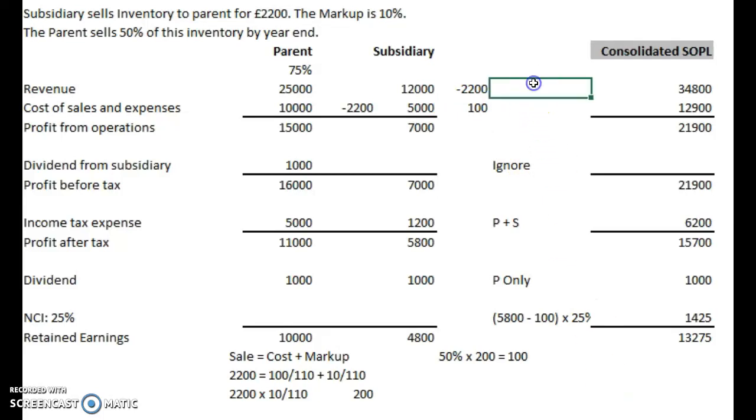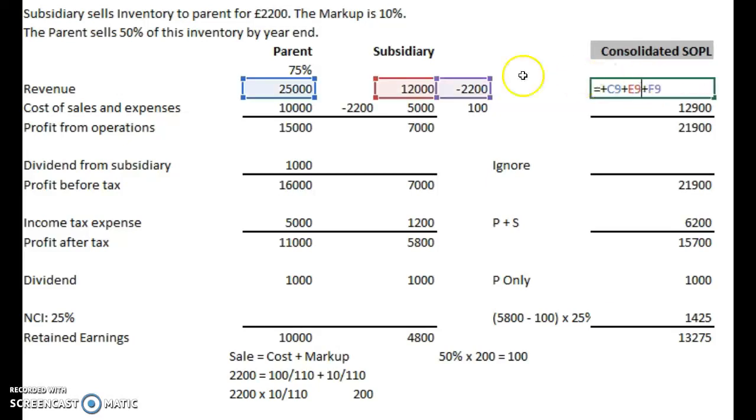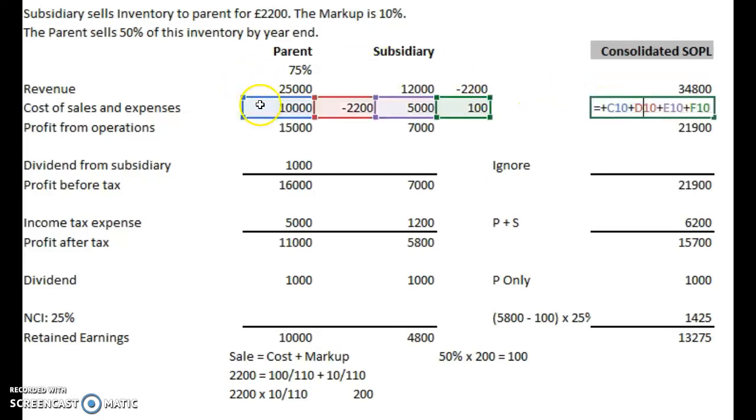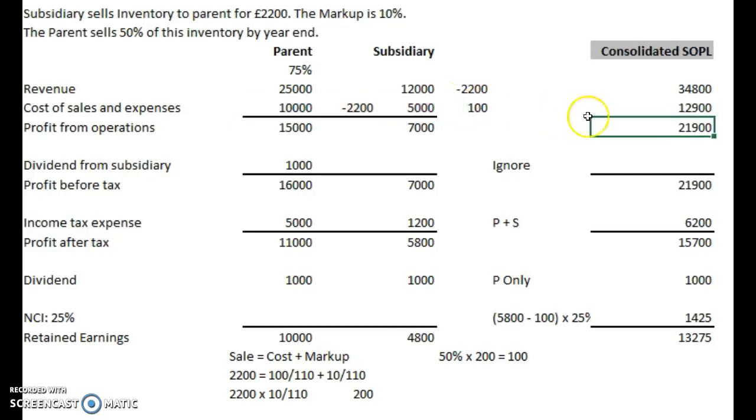So there we are. Let's put these in. Let's just go through them like this. Add all these up. 25,000 plus 12 minus 220 comes to this. Add these all up together. The parent cost of sales, reduce it by the transaction amount, add the sub cost, and add the unrealized profits to the cost of sales to reduce the overall profit. Comes to a figure of 21,900.